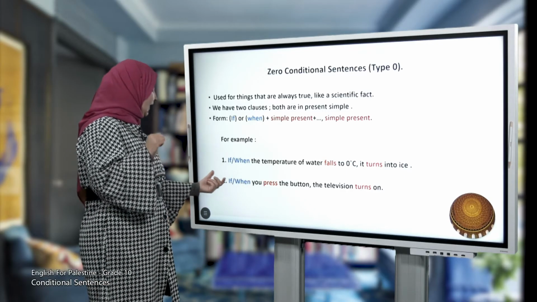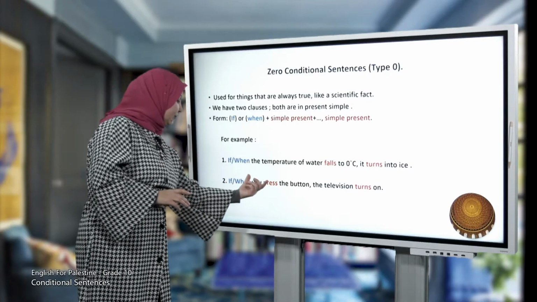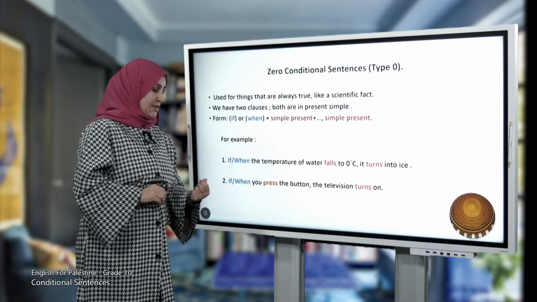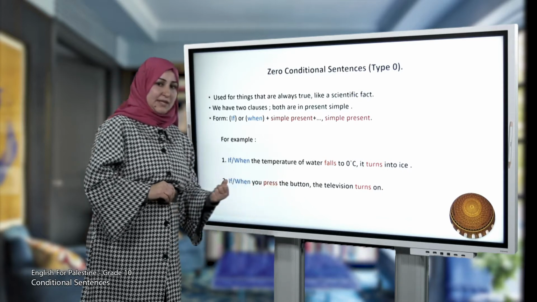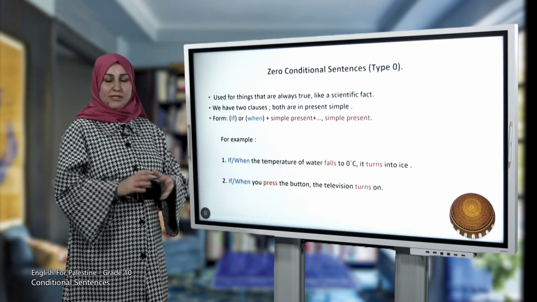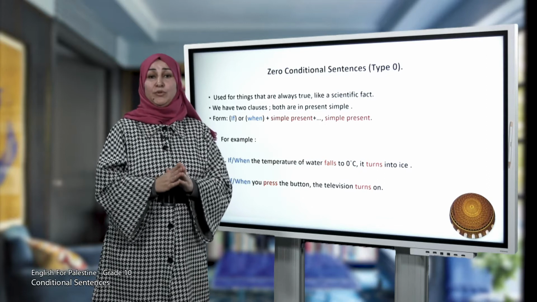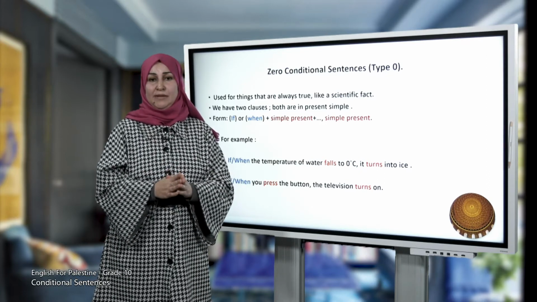Number 2, if or when you press the button, the television turns on. Again, we have 2 verbs in both clauses, and the 2 verbs are in present simple. So, in type 0, both clauses have to have present simple verb.